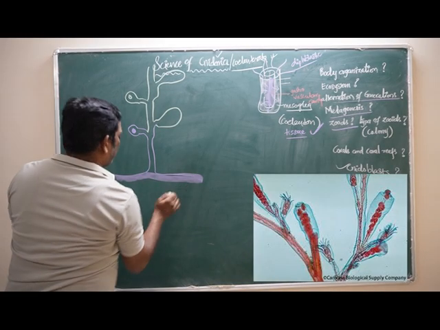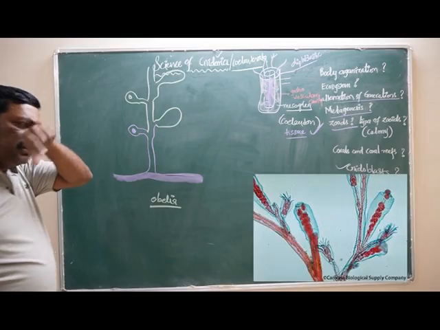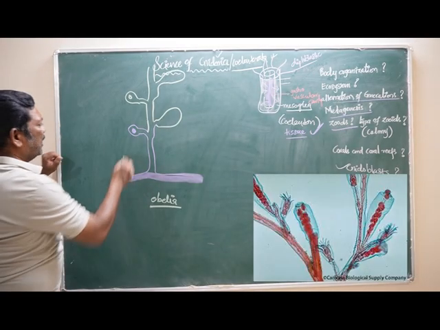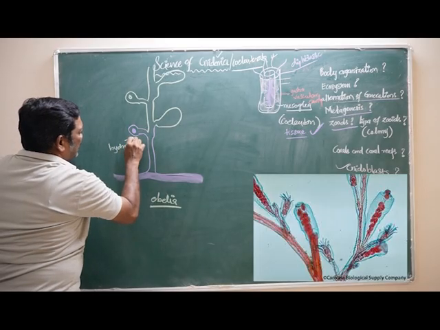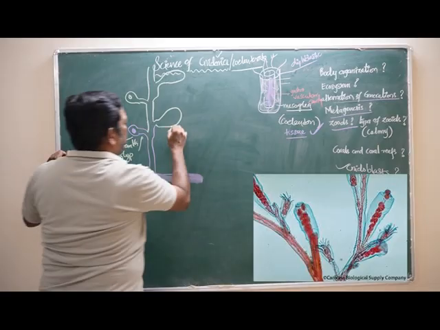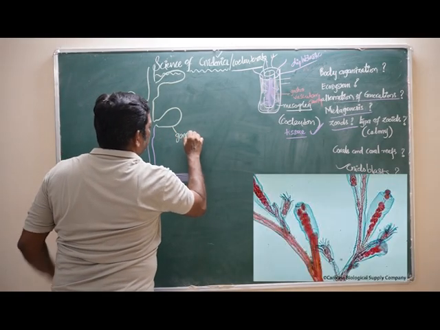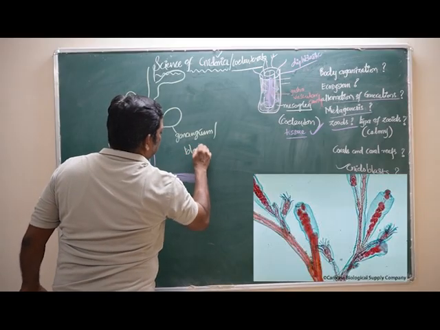This is actually the Obelia adult organism. In this Obelia adult organism, one zooid is the hydranth or polyp. Another one is the gonangium or blastostyle.